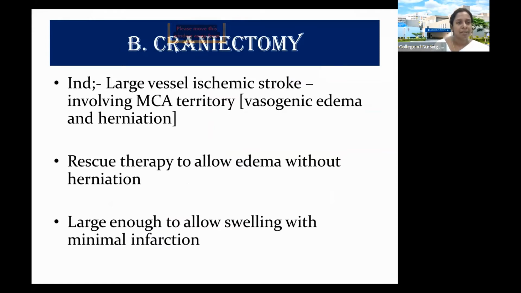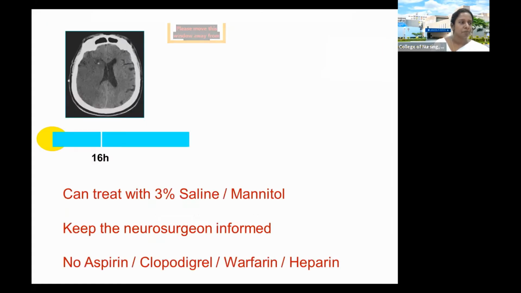is mainly restricted for the complication of stroke when patients end up with severe cerebral edema. It is indicated in large vessel ischemic stroke, which involves MCA territory, where patients can end up with severe edema and herniation. To prevent herniation, it's a rescue therapy where we allow edema to happen without herniation. The craniectomy area has to be large enough to allow swelling with minimal infarction.